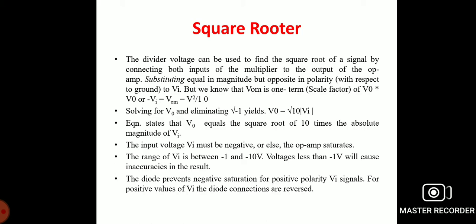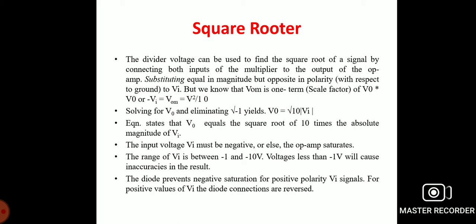But we know the multiplied output voltage is one term, that is a scale factor: V0 times V0, or minus Vi, is equal to the multiplied output voltage. It is also called V squared divided by 10. So solving for the output voltage and eliminating the minus 1 under the root, V0 is equal to the root of 10 divided by Vi.